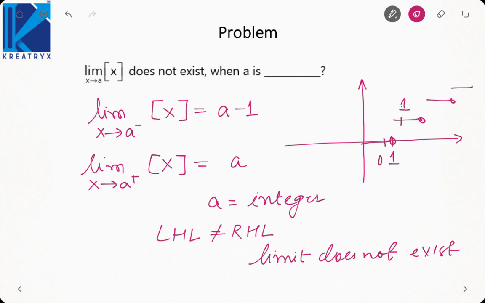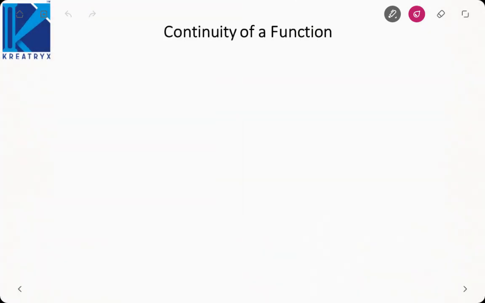Now let us talk about another function or another property, that is continuity. Continuity means the function changes continuously. Okay?